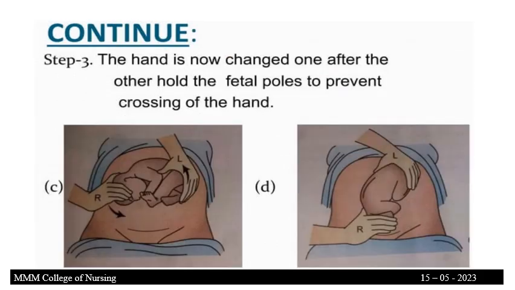In step 3, if now the lie is transverse, so we have brought the breech from the fundus to the transverse position, and now we have to change the hands in order to prevent the crossing of the hands. The hand is now changed one after the other and holds the fetal poles to prevent crossing of the hands. And as in the fourth picture, okay, you can see the head is brought to the lower pole of the uterus.